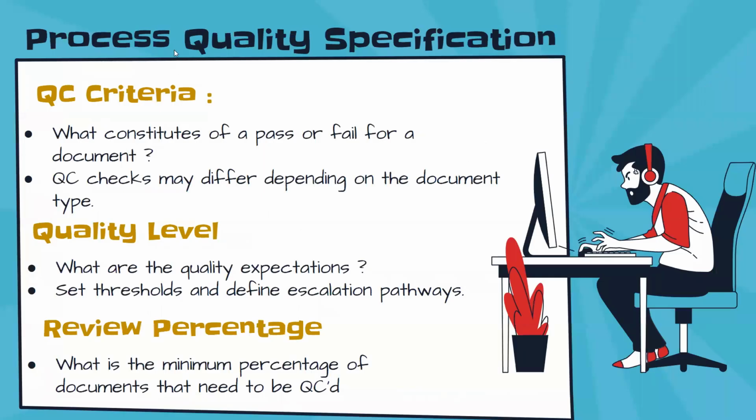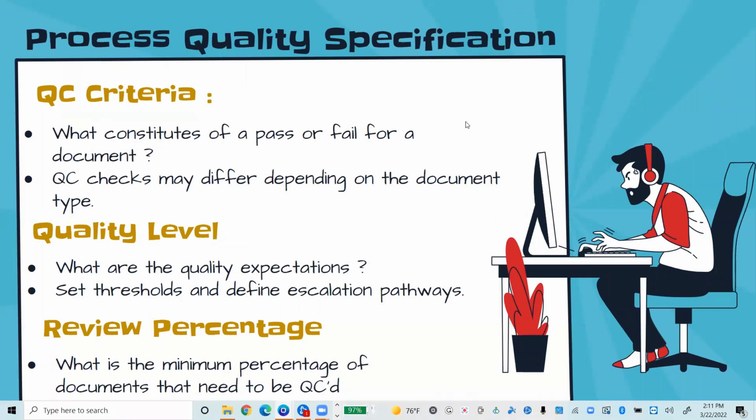Okay, so process quality specifications. This is just a little understanding of what we're looking at. We have QC criteria, which is what constitutes a pass or fail for the document. This depends on the document type, but also a lot of times it depends on the company. Quality level: what are the expectations? And then, as I mentioned, what's the escalation pathway? Who do you let know, and how do you let somebody know?